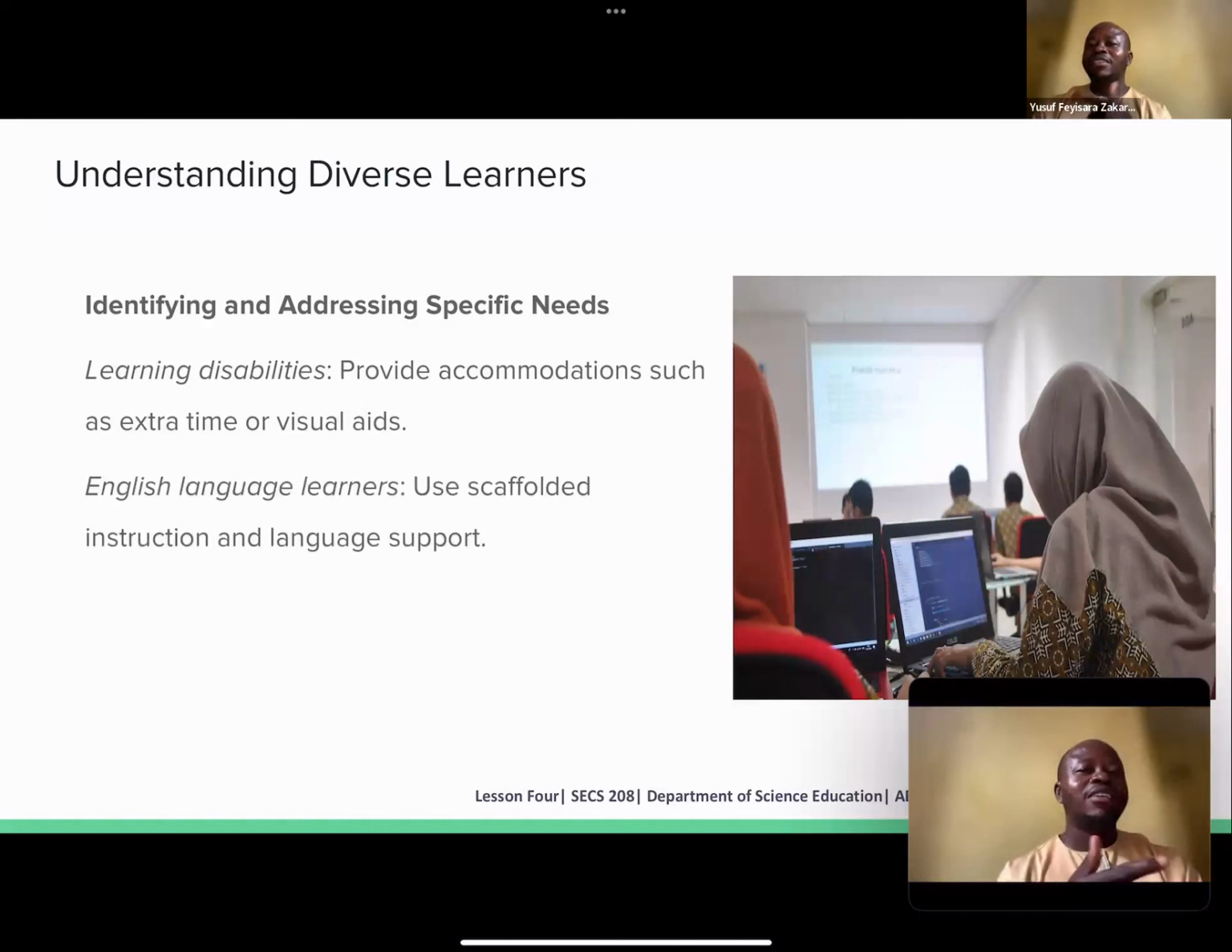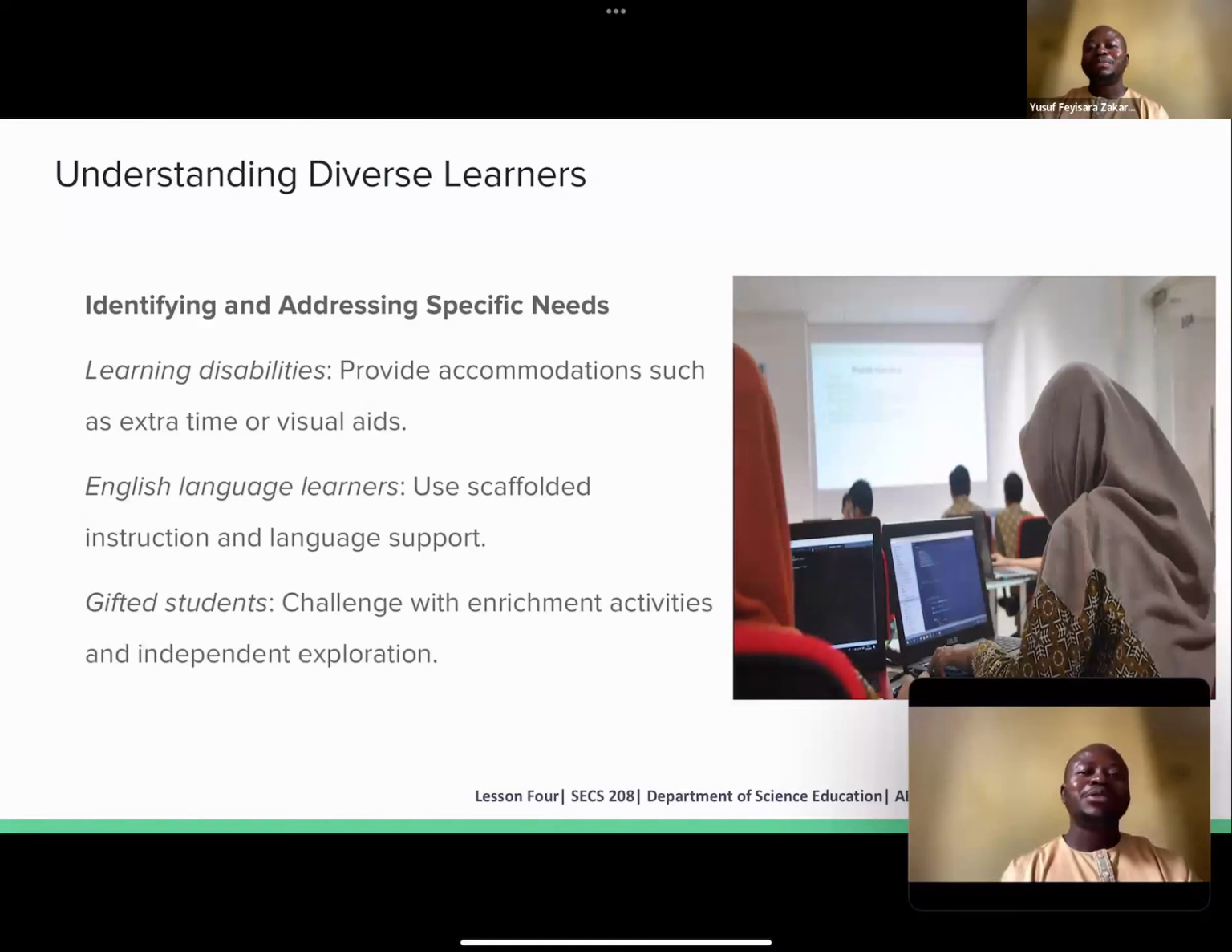English language barrier, this is another thing. You need to scaffold instruction. Now, we have some people that are not so sound in English communication. They need help, either by somebody to translate the lesson into their local language so that they can understand better. One of my friends, and then you provide this kind of support to them.